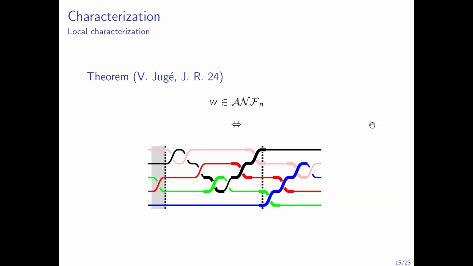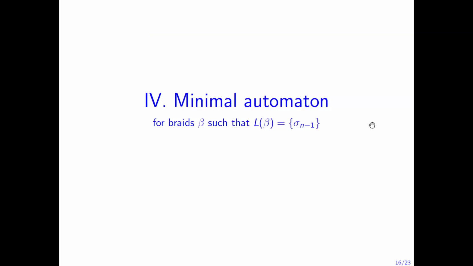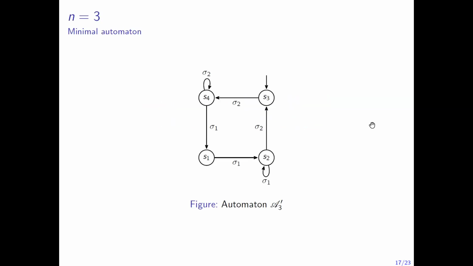So when constructing the automaton, we're only going to construct the automaton for words which don't have a first block, and then we will go back to the general case. We can go back to the general case later. Okay, so this is why we only look at words which begin with sigma n. Okay, so we can start with n equals 3.